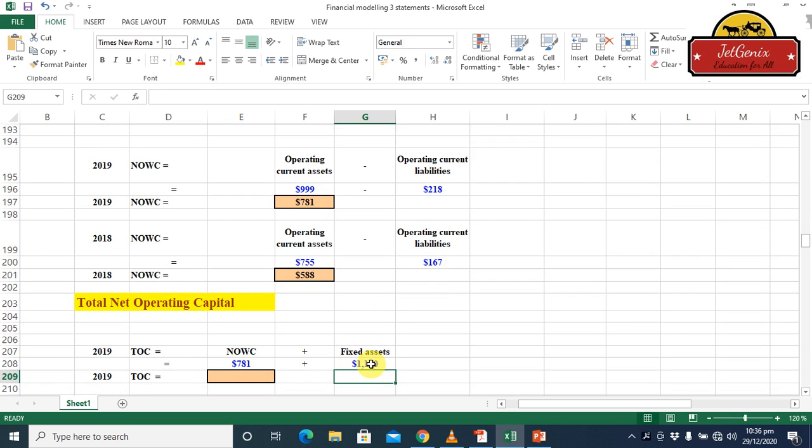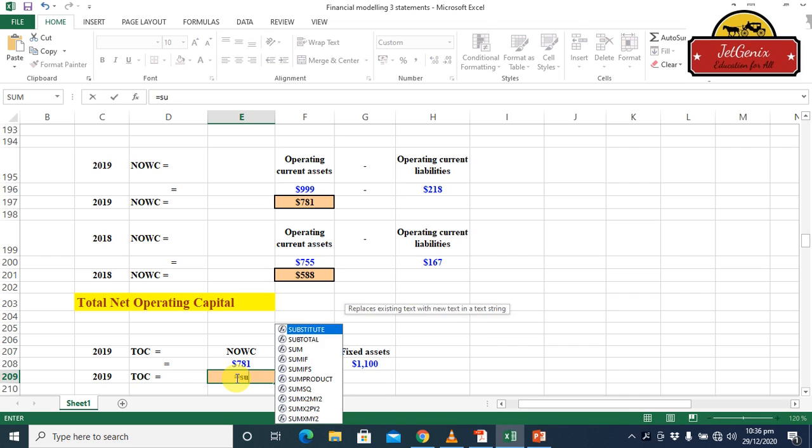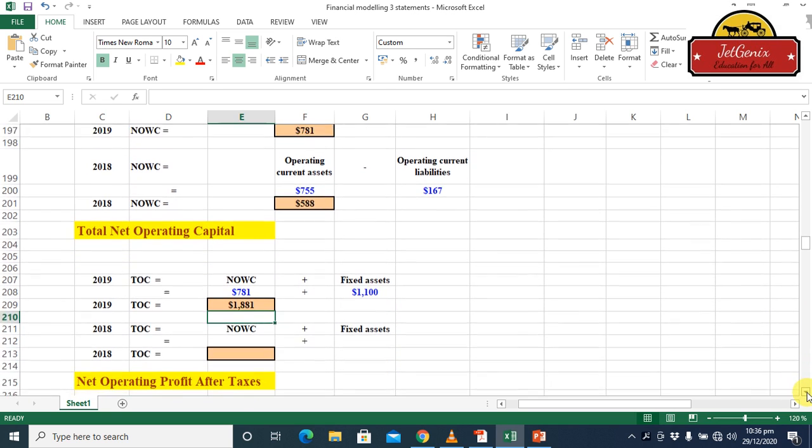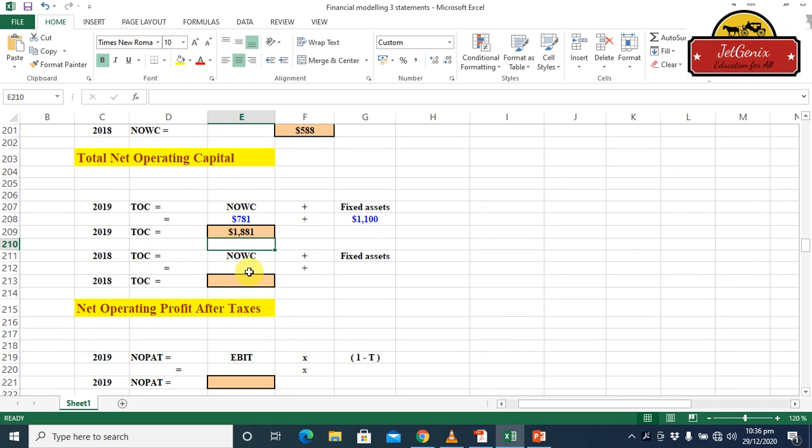Okay, so you see, now we have 1100 of fixed assets, and here I am going to add both of these values. So sum this one, comma, this one. Okay, and press enter. So now we have the total operating capital for 2019 is $1,881 million.